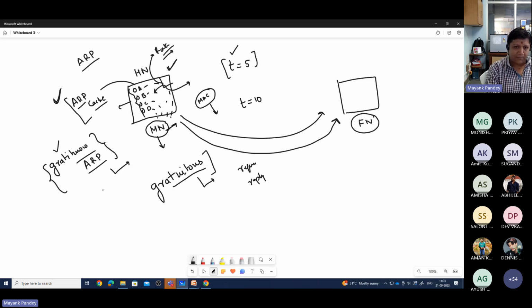Now another question: suppose any other node wants to communicate with the mobile node. Suppose there is a node E which previously has not communicated with the mobile node, has just come up, and is not having anything in its ARP cache. The ARP cache is empty. Now E wants to communicate with this mobile node. Obviously, E will run an ARP, but the mobile node is not there. What will happen?